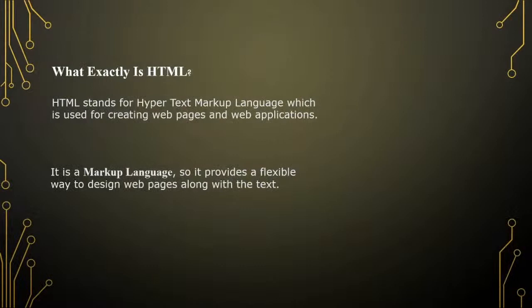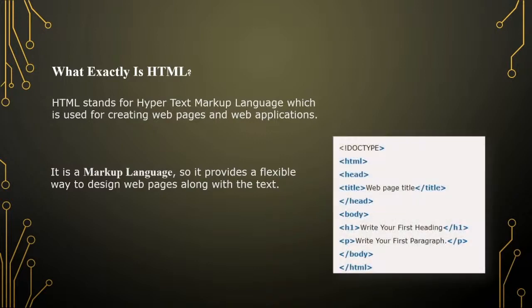What exactly is HTML? HTML stands for Hypertext Markup Language, which is used for creating web pages and web applications. HTML isn't a programming language. It is a markup language that is used with tags and elements. HTML has a positive aspect, that is, its interpreter is the browser itself, which means that Google Chrome will be the interpreter of HTML code.